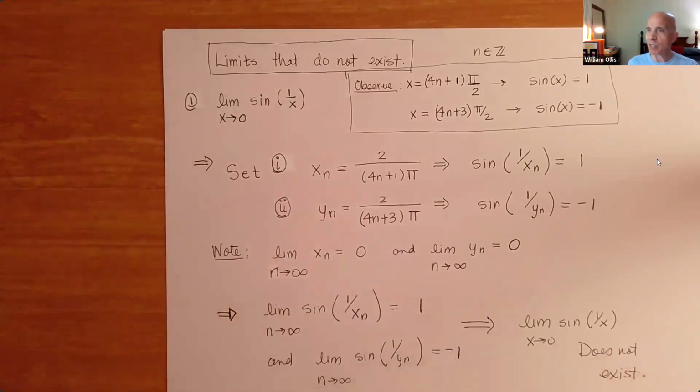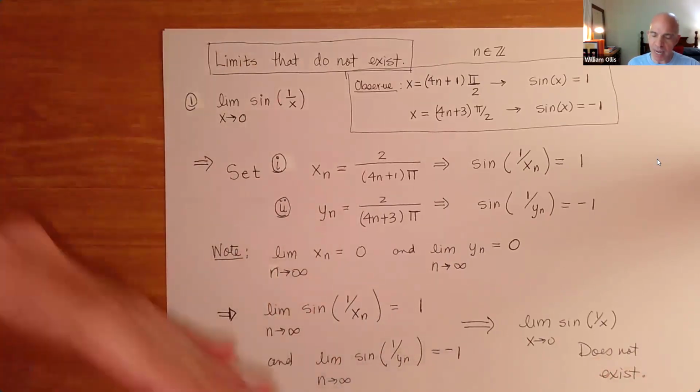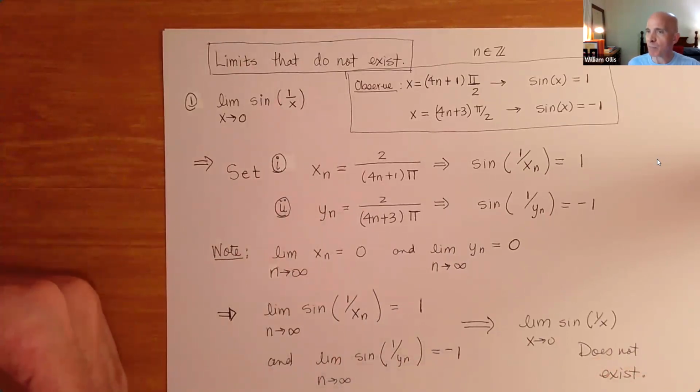It's actually part of your textbook. As you read through the text, you'll see this, but they don't flesh this out very much. It's fairly scant. So what I decided to do was add a little bit more detail to this so you can actually see why the limit doesn't exist.